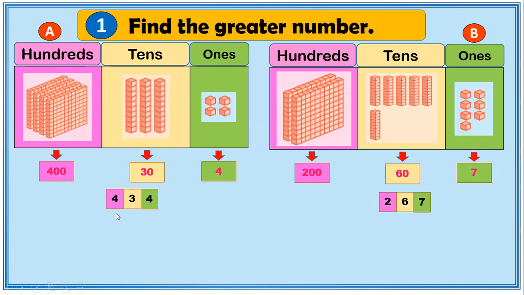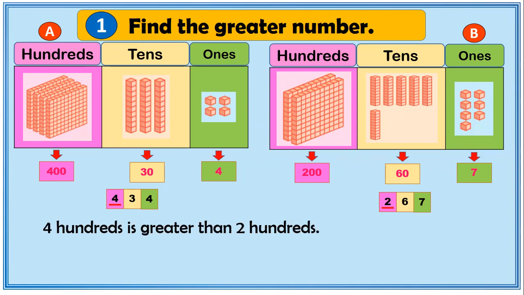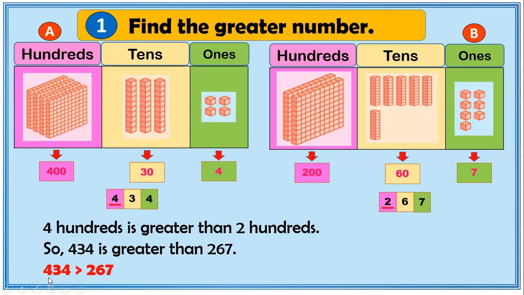So for us to find the greater number, we need to compare the digits on the hundreds place. So we have here 4 and then 2. We all know that 400s is greater than 200s. So 434 is greater than 267. So in symbol, we use this one, which means 434 is greater than 267.